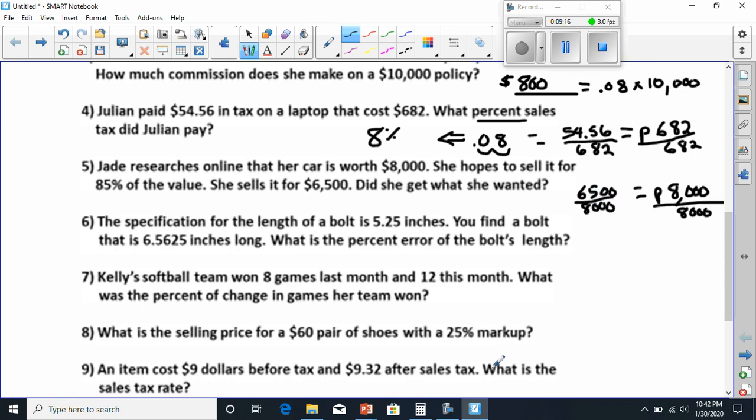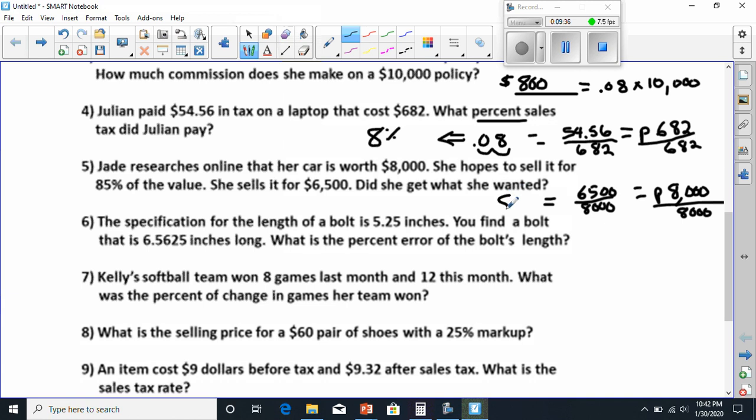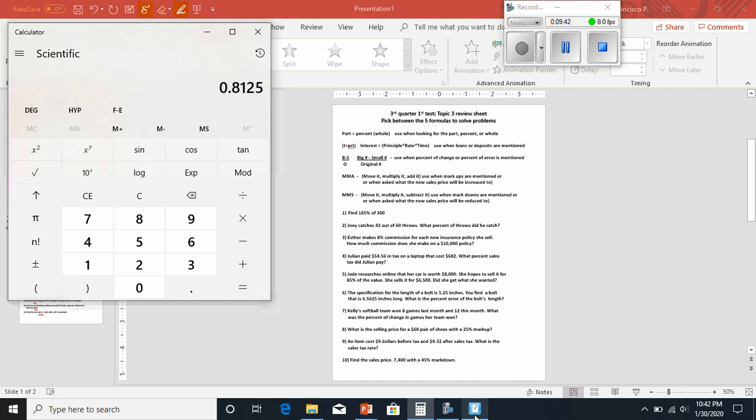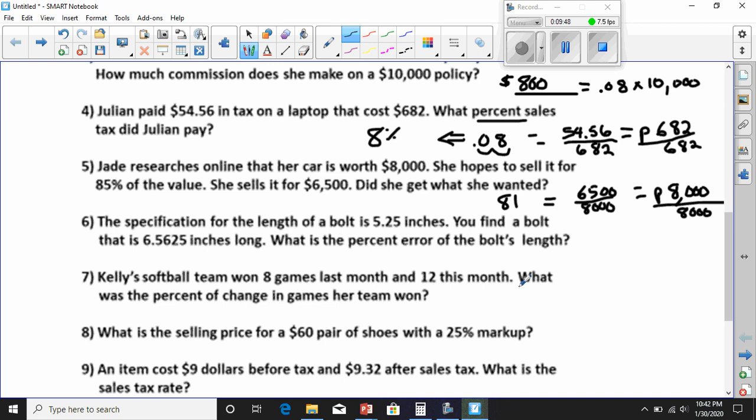And now we got 6,500 divided by 8,000. And that's going to give us about 81%. Remember, we got to move this decimal over twice. So that's going to be, it doesn't round up higher, it'll be 81%. I think that the answer was 0.8125. Okay, 0.8125. So when we move it over twice, it's going to give us 81%.